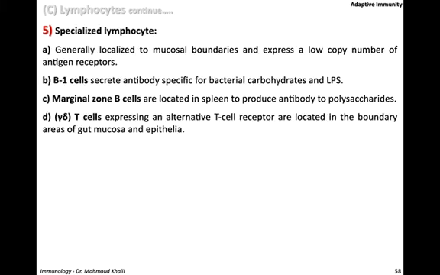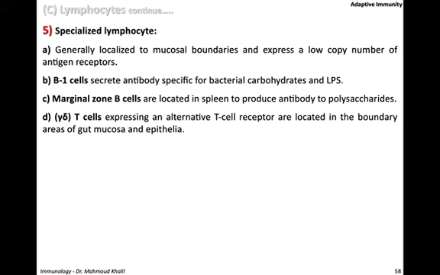So what about the specialized lymphocytes? There are a set of cells that are specialized lymphocytes. They are generally localized in the mucosal boundaries and express low copy number of antigen receptor. One of them is the B1 cell, as we have just said. They secrete antibody specific to carbohydrates, polysaccharides, and lipopolysaccharide. We also have marginal zone B cells, which are located in the spleen, and they also produce antibody to polysaccharide.